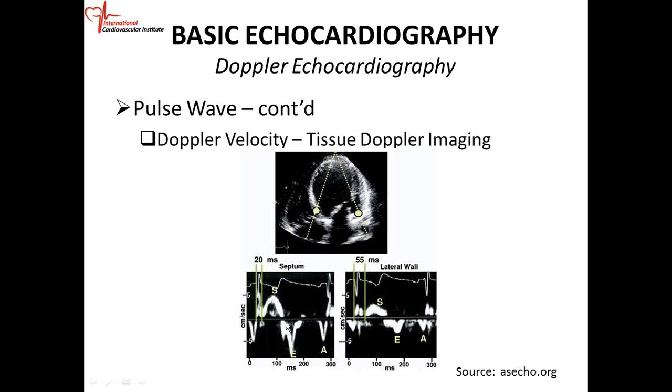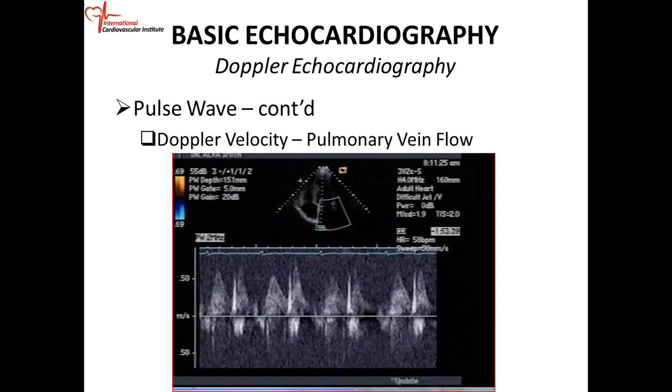So we talk about E prime and A prime. It's below the baseline because it's moving away from the transducer. So the tissue, in systole, moves up, and in diastole, it moves down. Okay? If it's moving towards the transducer, it's going to be above the baseline. Moving away from the transducer, below the baseline.